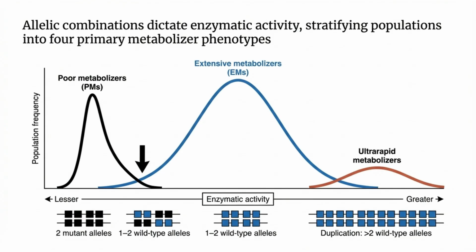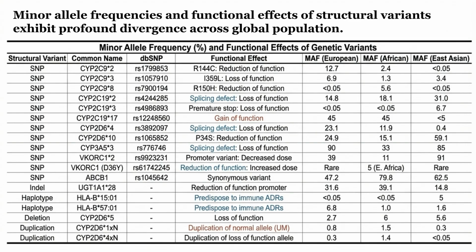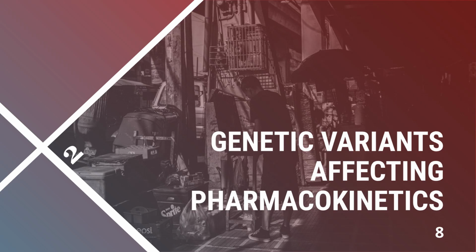Allelic combinations dictate enzymatic activity, stratifying populations into four primary metabolizer phenotypes: poor, intermediate, extensive, and ultra-rapid metabolizers. Minor allele frequencies and functional effects of structural variants show profound divergence across the global population, as seen in this table of genetic variants. Next, we will focus on genetic variants affecting pharmacokinetics.